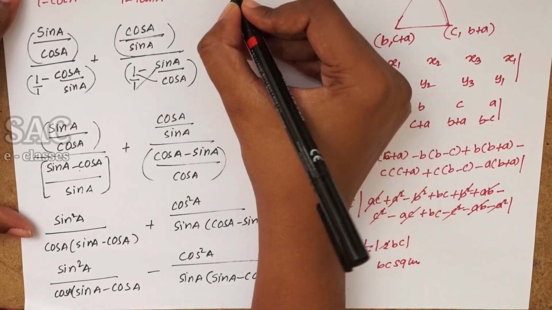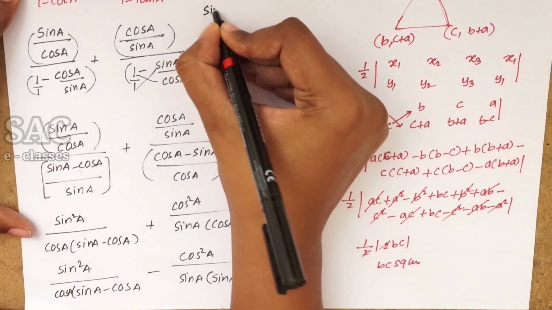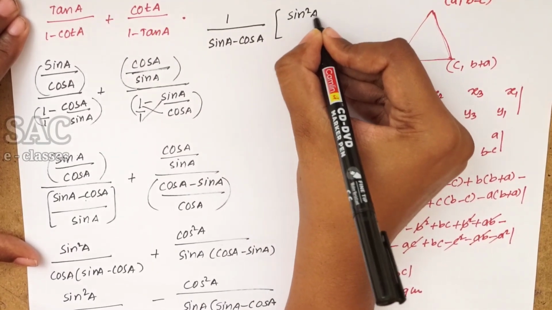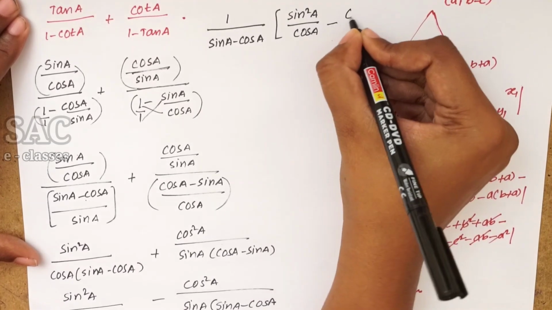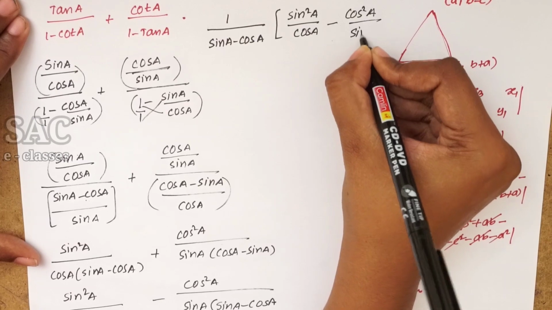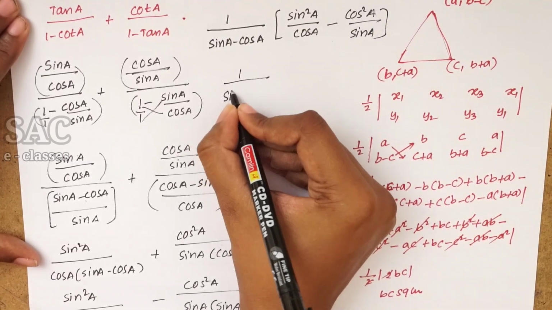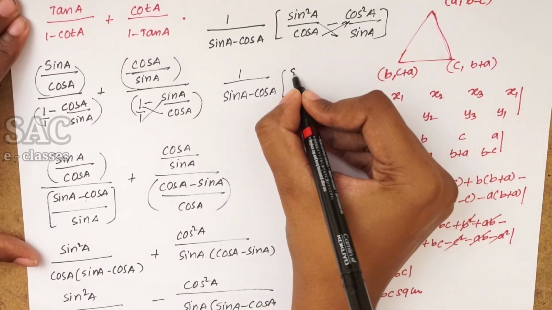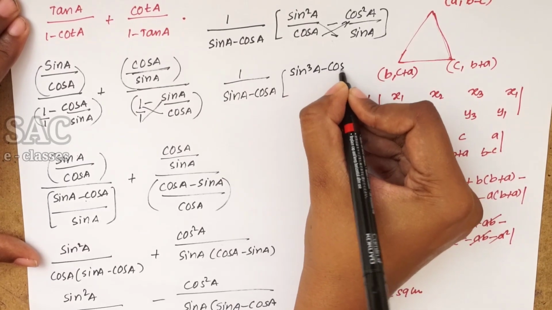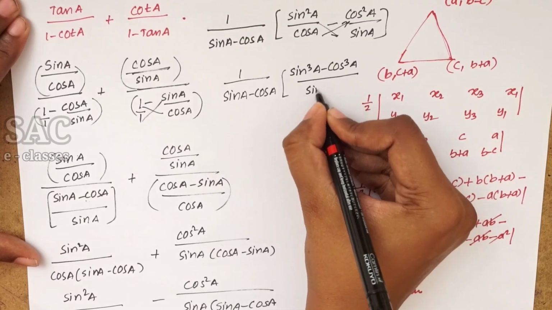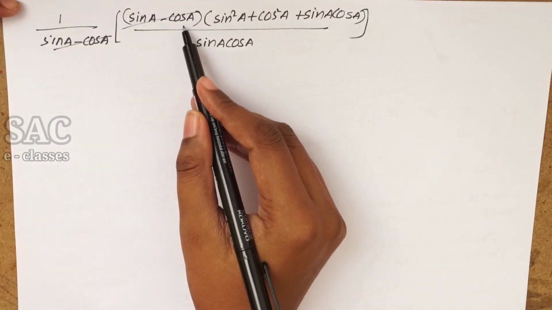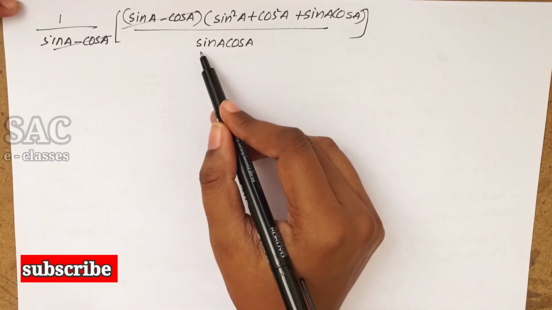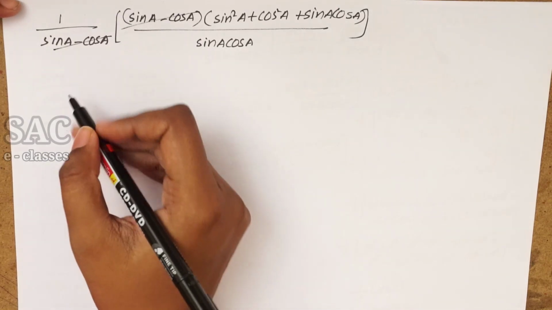Now take out a common factor, that is 1 by sine A minus cos A. What is left over is sine square A by cos A minus cos square A by sine A. Very simple. 1 by sine A minus cos A into cross multiplication, sine cube A minus cos cube A by sine A cos A. We know that sine cube A minus cos cube A can be written as sine A minus cos A into sine square A plus cos square A plus sine A cos A, by, as usual, sine A cos A. By cancelling this, what is left over?